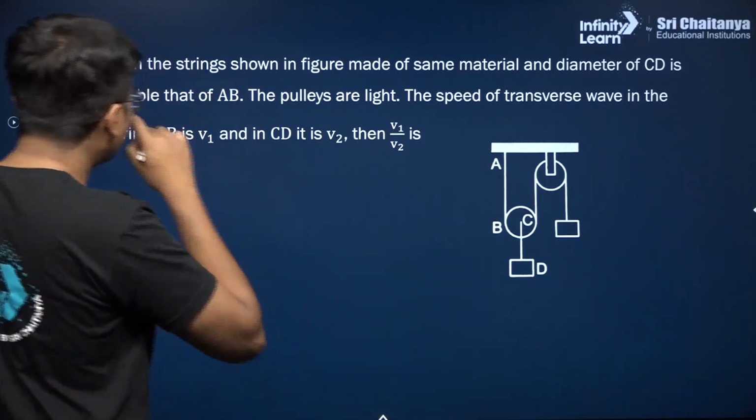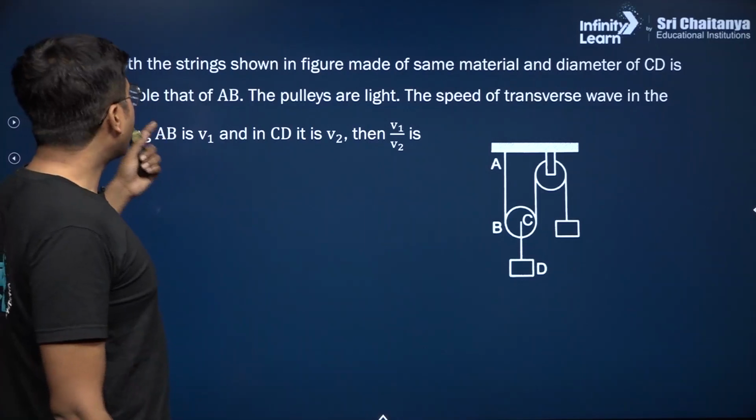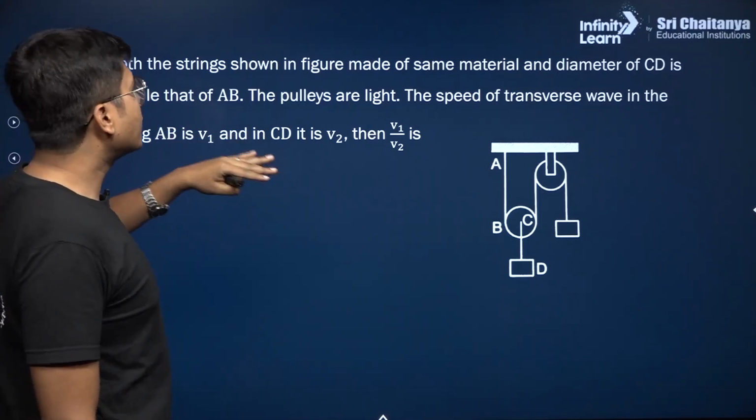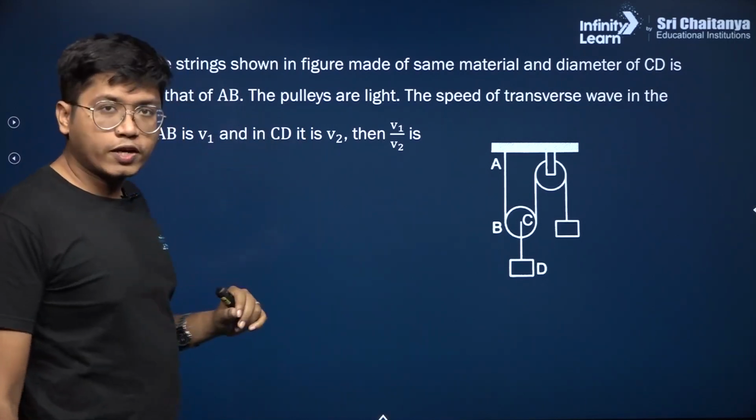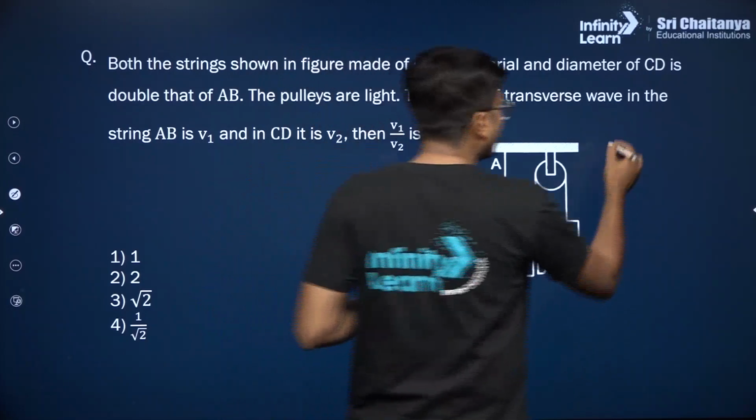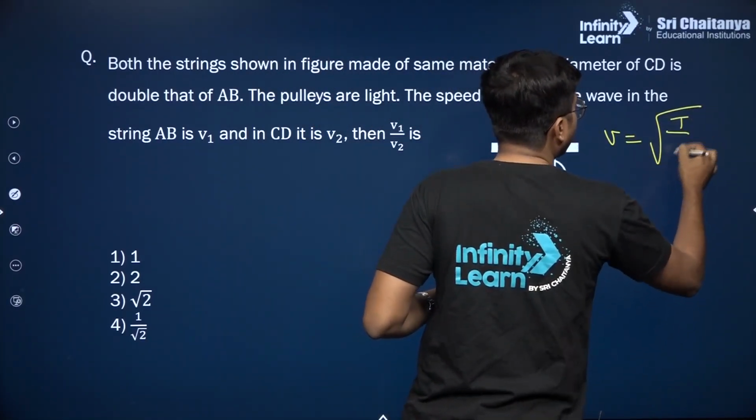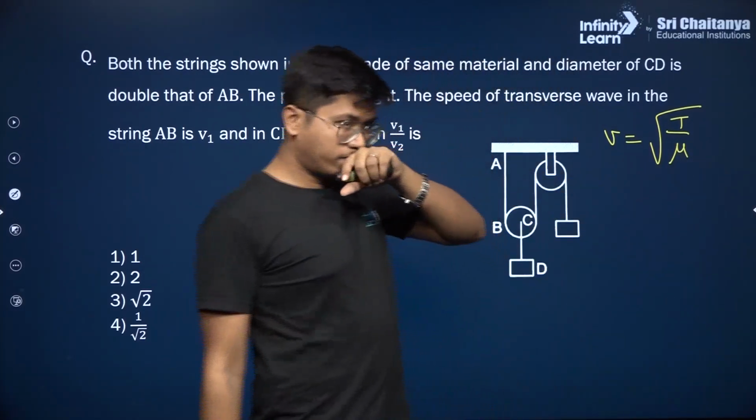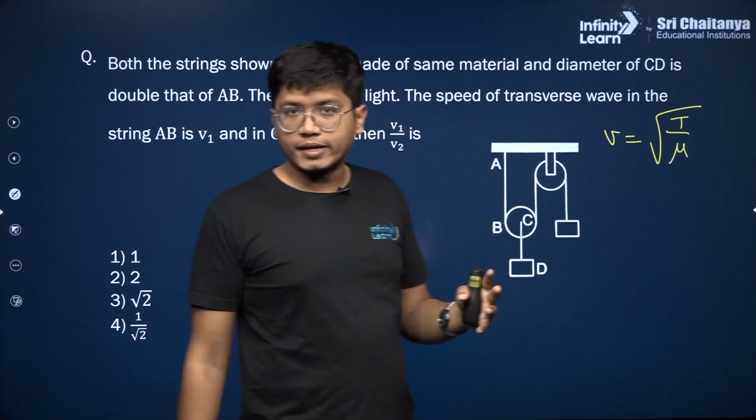Next question, both the strings shown in the figure are made of the same material, diameter of CD is double that of AB. The pulleys are light, speed of transverse wave in string 1 is V1 and in the other one is V2. Now firstly, what does the speed depend on? The speed of any transverse wave, V is equal to root over of T by mu, where T is the tension, mu is the mass per unit length.